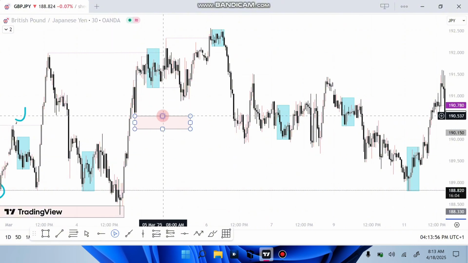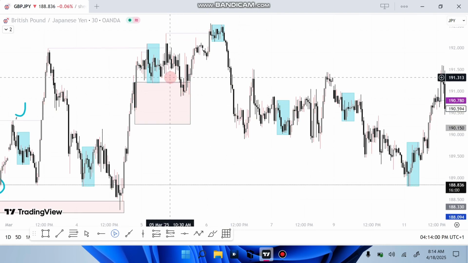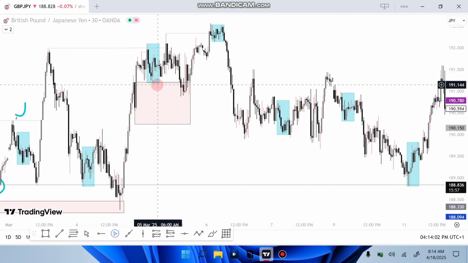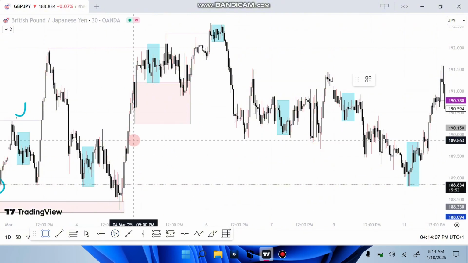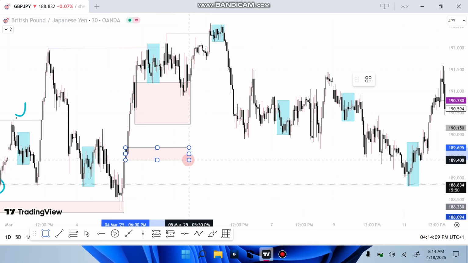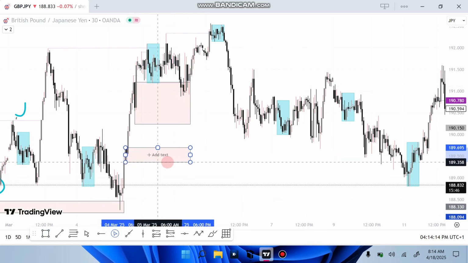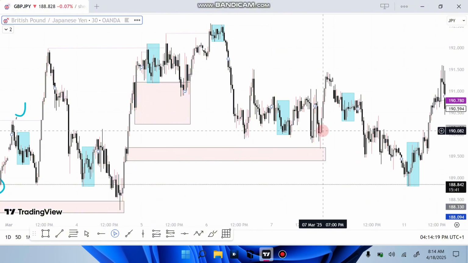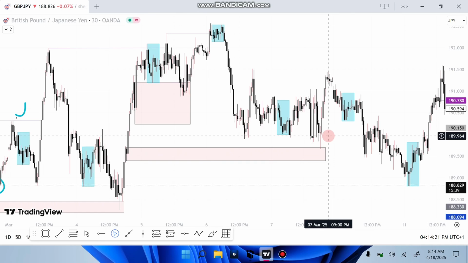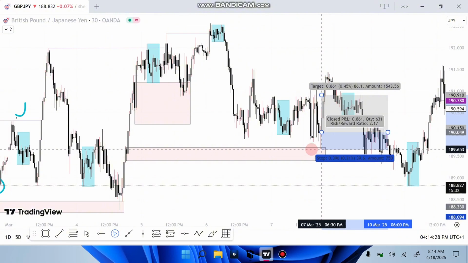This one here has been used, okay? Secondly, why did we leave this one? Because this one has been mitigated from earlier, so it's off the plan. This is the first zone, which you can see here, unmitigated, fresh demand area. You don't need to complicate it with anything. Plot it, you can see the way price tapped inside it, rejected off, and what happened? Price closed as what? As a bullish candle. Then your entry is just right there and stop loss below.